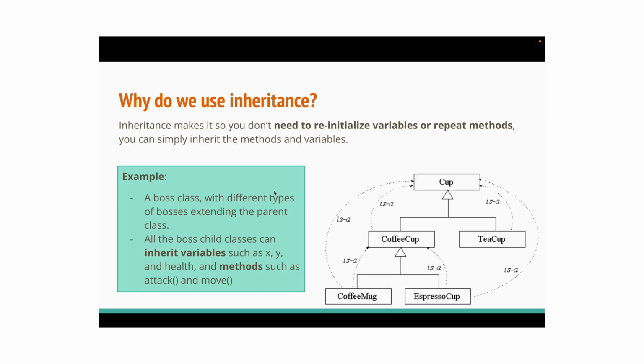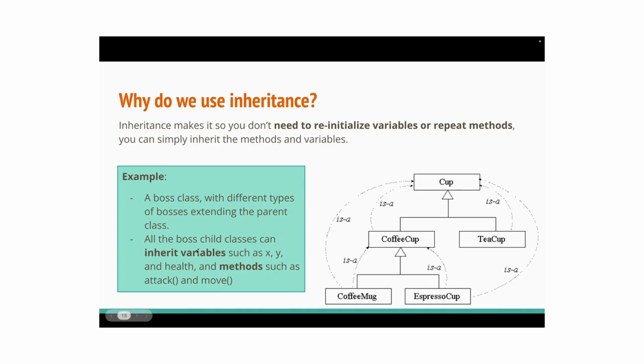So why do we actually use inheritance? Well, inheritance makes it so that you don't need to reinitialize variables or repeat methods. You can simply inherit the variables and the methods. So, for example, if we had a Boss class with different types of bosses extending the parent class, then all of the Boss child classes can inherit variables such as x, y, and health, and methods such as attack and move. These are going to be methods and variables that all of the bosses have.